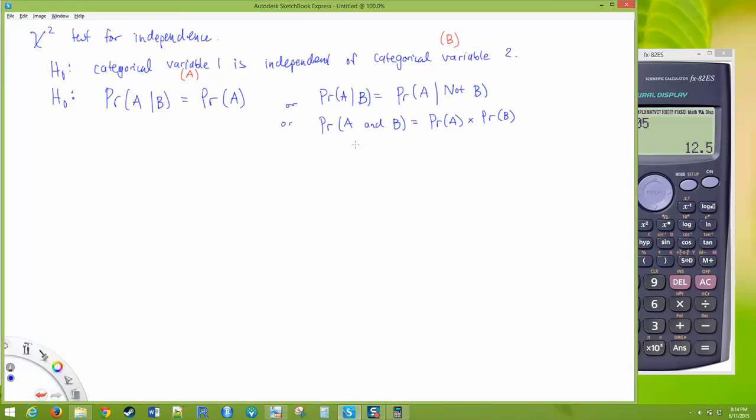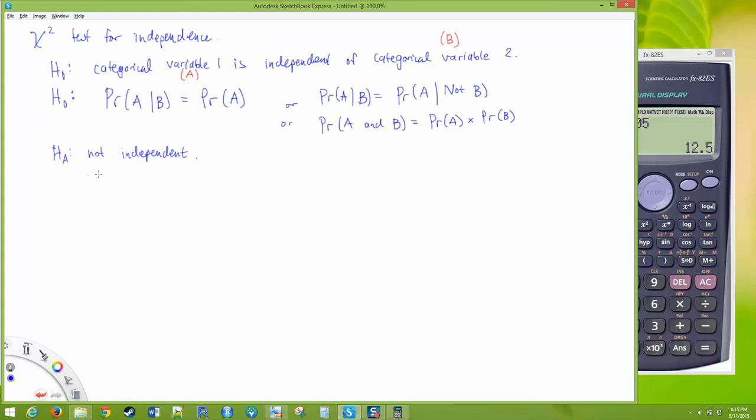Okay, but whatever it is, right? We might be talking about eye color and hair color, or gender and career choice, or whatever, okay? And then the alternative is basically not independent, or if you wanted to make it directional, you could say, you know, A is more likely if B has happened than if B hadn't happened, or something like that.